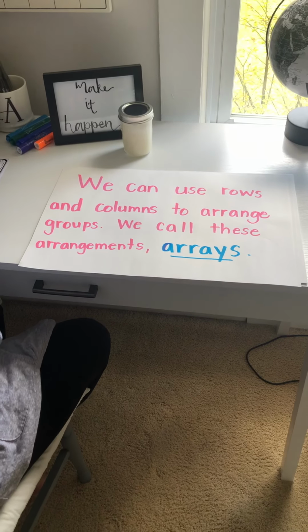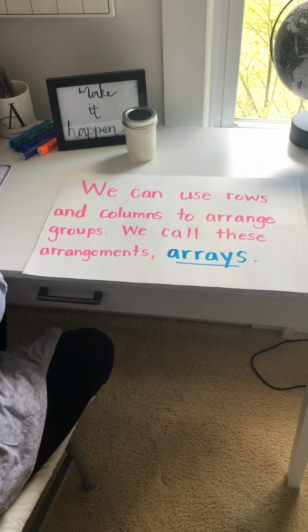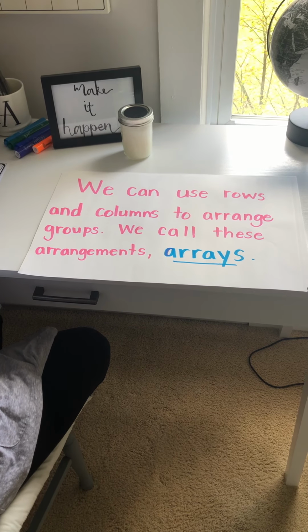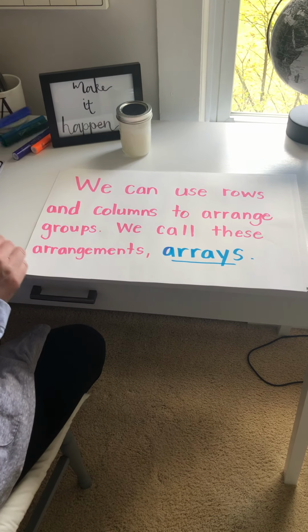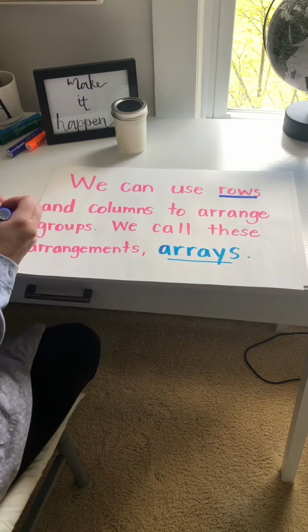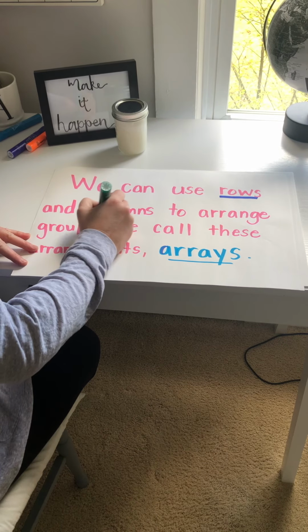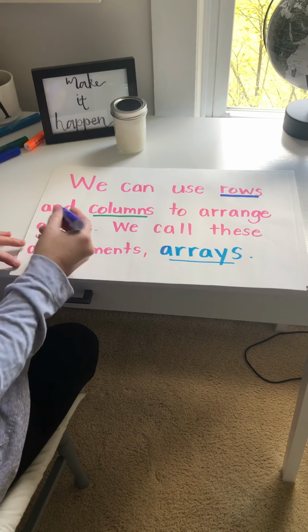Work from Lesson 5 in Module 6. Our objective today is we can use rows and columns to arrange groups. So before we begin, we've got to talk a little bit about what a row and what a column is. We're going to pay careful attention to the word row and to the word column to make groups.